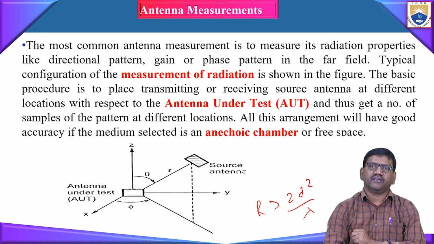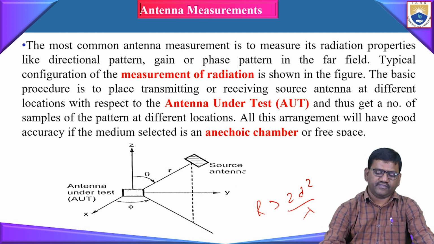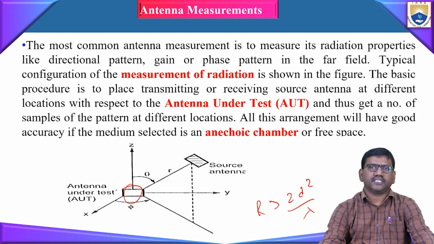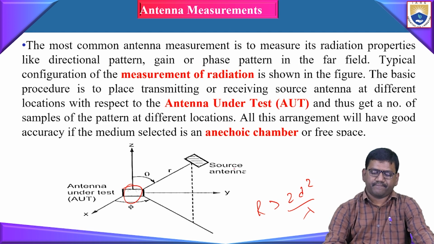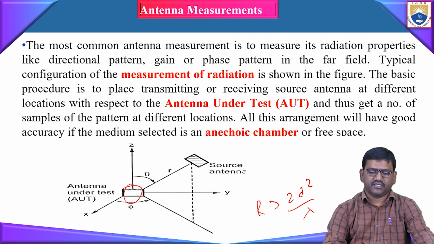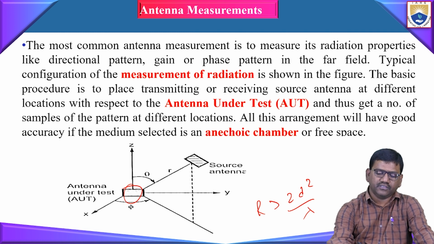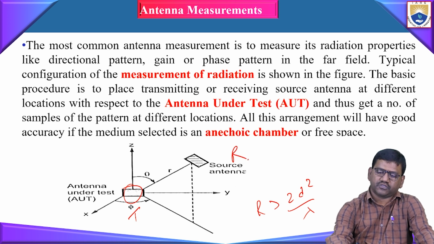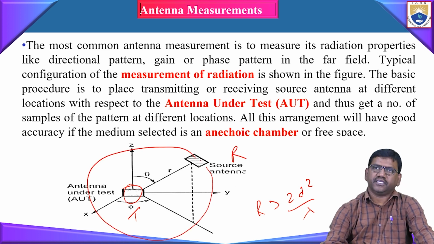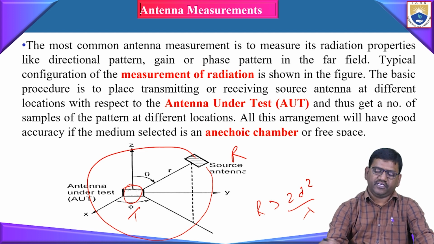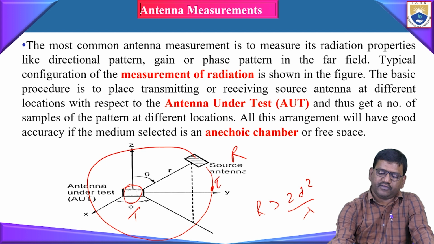There are two types of antennas. One is the antenna under test, which is located at the center of the three-dimensional plane, and there is a source antenna here. The basic procedure is to place the transmitting and receiving source antenna at different locations with respect to the antenna under test, and thus get a number of samples of the pattern at different locations. Let us assume this antenna under test is the transmitting antenna, and this is the receiving antenna. The source antenna has to be moved around the AUT at different locations, and we need to find the electric field strength at this point E1, at this point E2, and at this point E3.